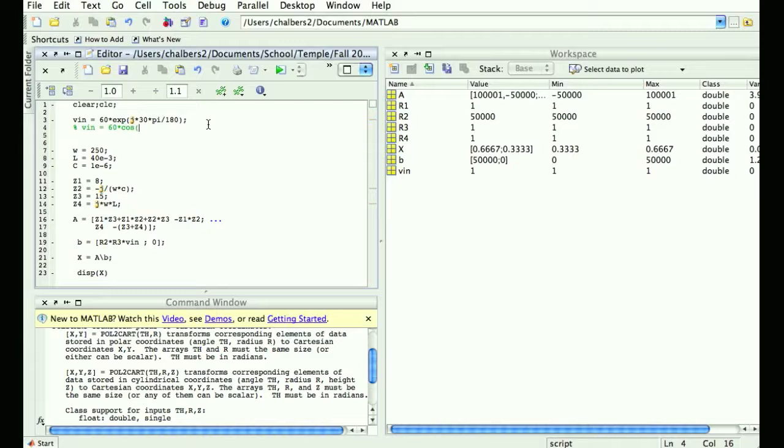cosine of 30 plus j sine 30. What does the d do for me? Degrees, right? Cos d of 30. It actually knows what that is. You don't have to convert it to radians. So either one of those will work. There we go, let's put that one in.